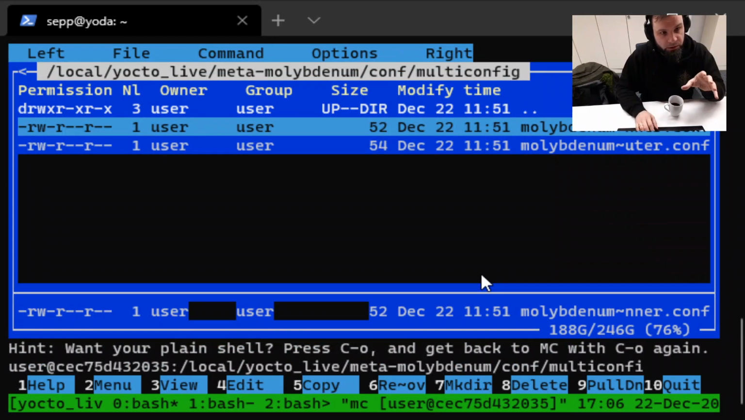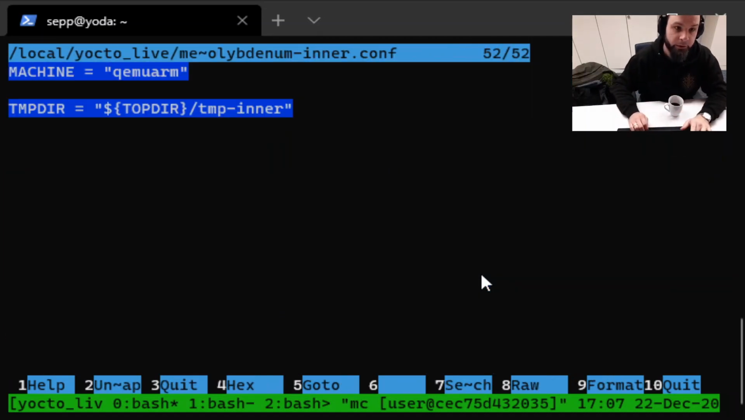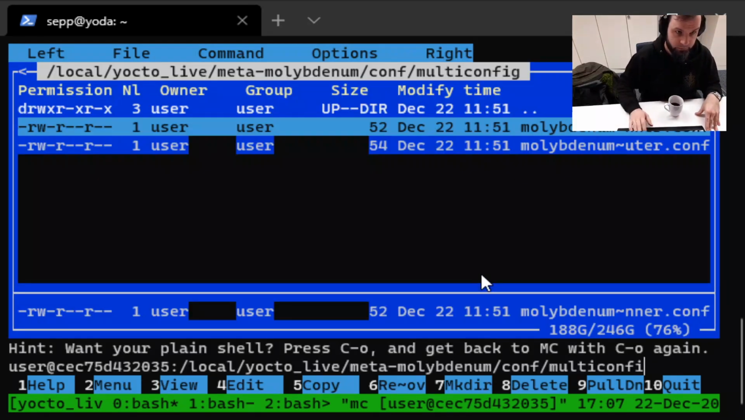So the place where multi-config really kicks in is the things that go in the build. So molybdenum inner. And to show off that this is really something separate, we're going to build for two separate arches. We're going to build for QEMU ARM64 outside and classic QEMU ARM on the inside. Okay, this is what we have as the multi-configs.